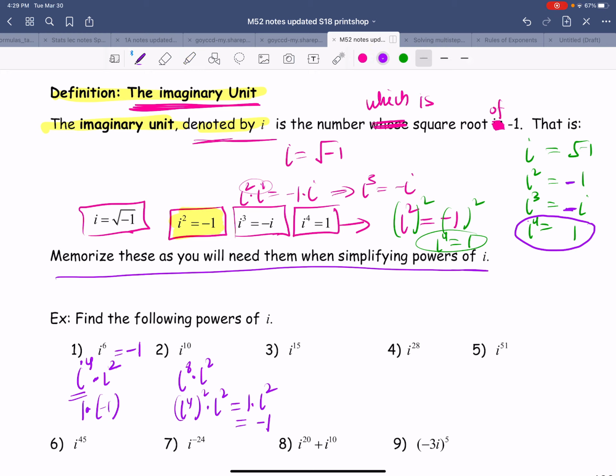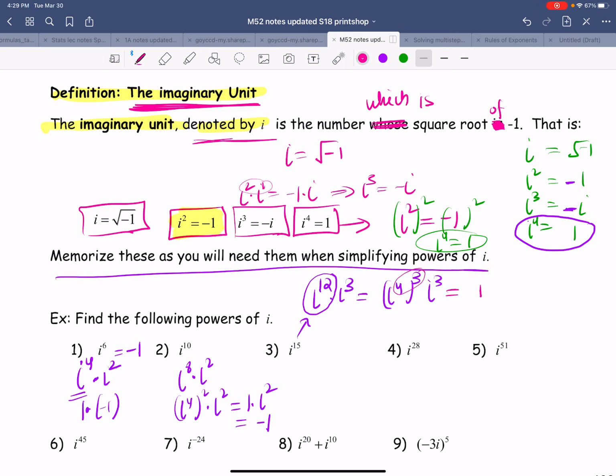Next, we have i to the 15th. I'm going to write it as i to the 12th times i to the third. Any exponent that is a multiple of 4 is going to become 1, because I can express it as i to the fourth to the third power times i to the third power. The rules of exponents say that these two exponents will multiply, 4 and 3, and this is going to become i to the 12th.